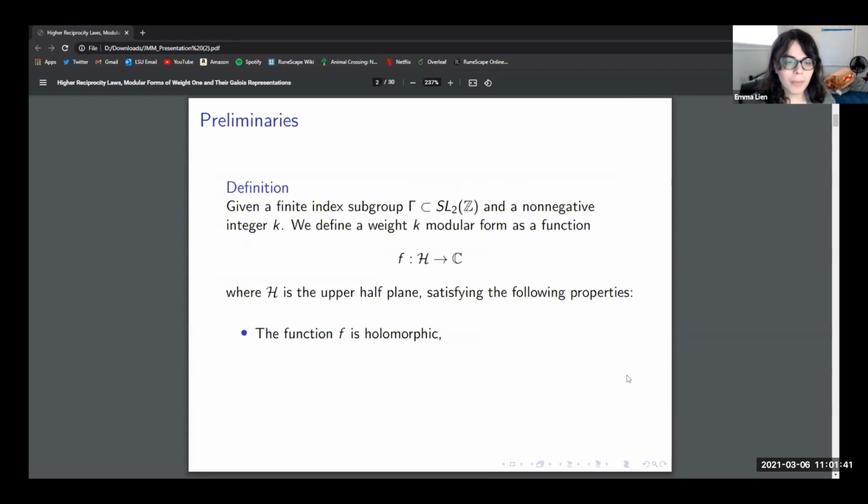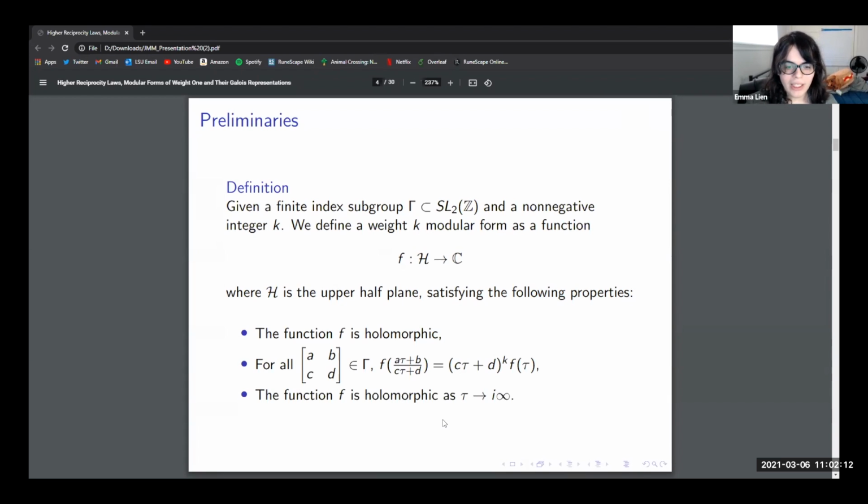So to start with some preliminaries, given a finite index subgroup gamma of SL2 of Z and a non-negative integer k, we define a weight k modular form as a function from the upper half plane to C, such that it satisfies the following properties. So the function f is holomorphic. For any matrix in gamma, we have this matrix action on the upper half plane, and it satisfies this relationship here. And the third condition is that the function is still holomorphic as tau approaches imaginary infinity.